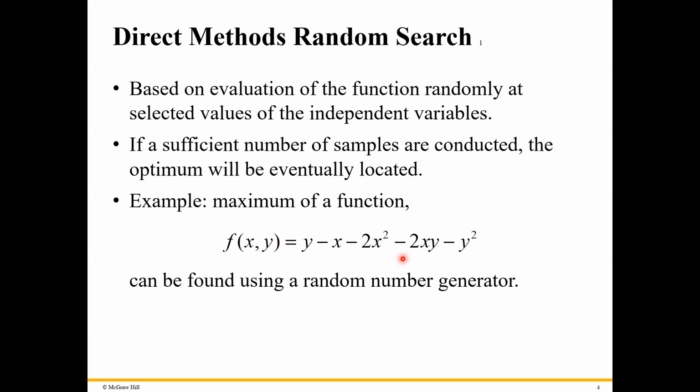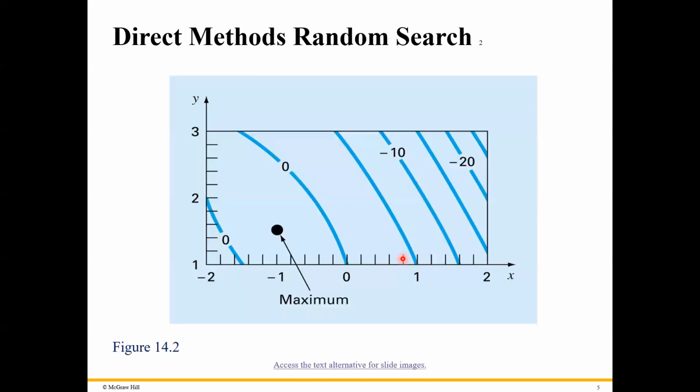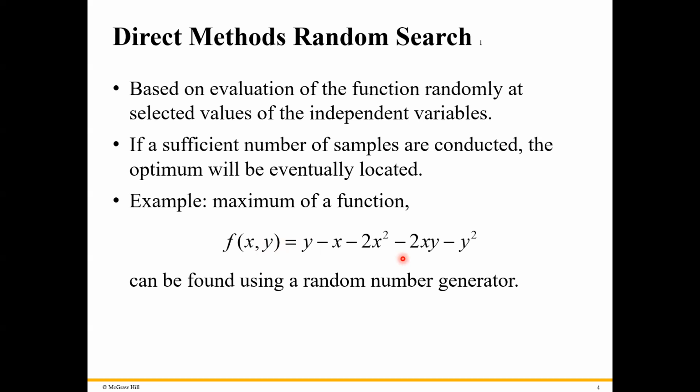The maximum of this function can be found by using a random number generator. That means we will put values of x and y randomly into this function, and we will get a set of numbers. The maximum of that set of numbers will be the optimum value, and the corresponding values of x and y which resulted in that maximum value will be part of the solution.